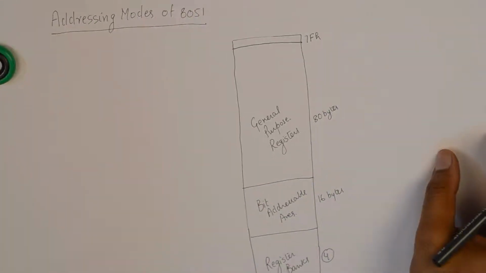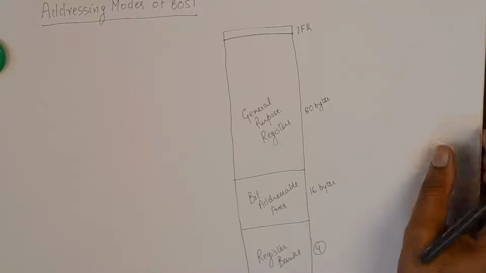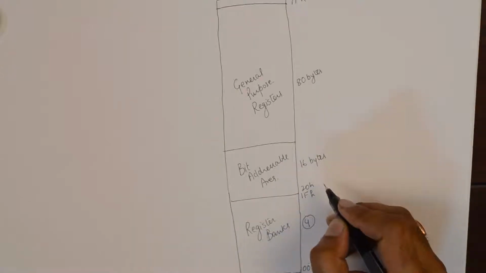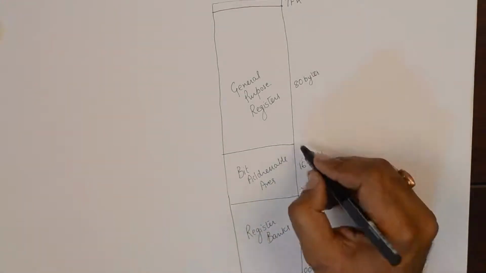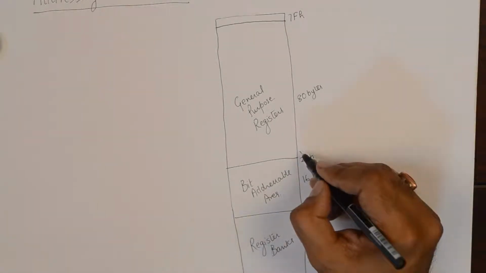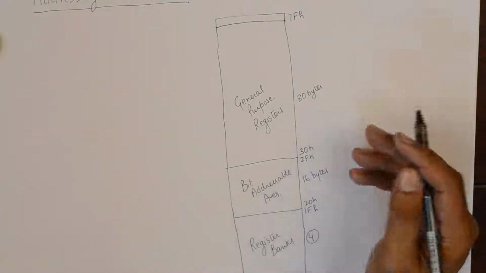and this one extends up to 1FH. It starts from 20H and goes up to 2FH, and this one starts from 30H and goes up to 7FH.